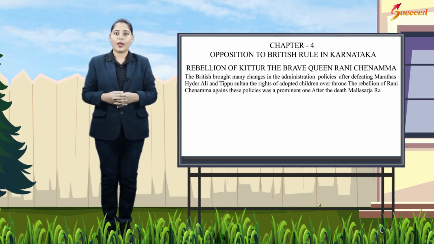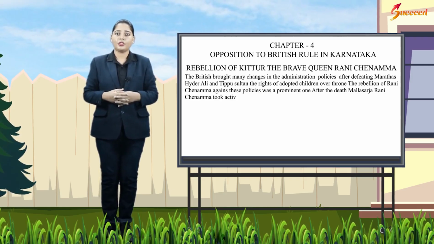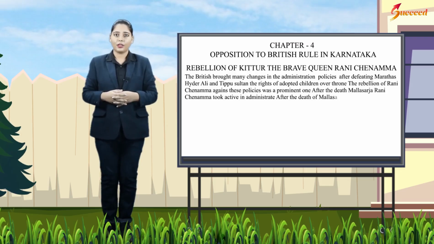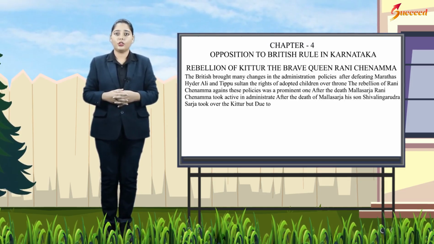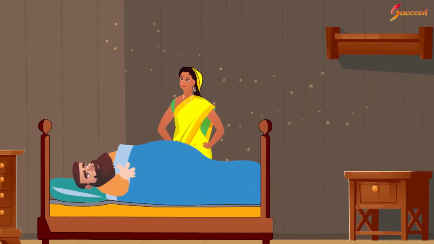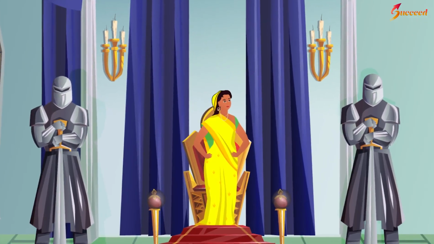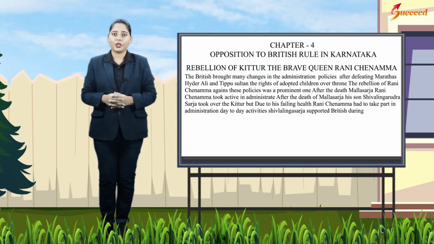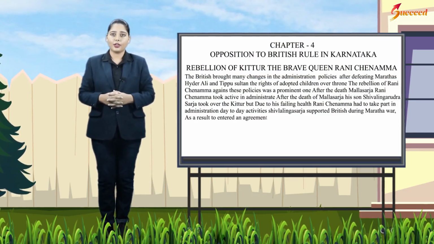After the death of Mala Sarja, his son Shivalinga Sarja took over Kittur. But due to his failing health, Rani Chinnamma had to take part in the day-to-day administration activities. Shivalinga Sarja supported Britishers during the Maratha War. As a result, they entered into an agreement with Kittur.